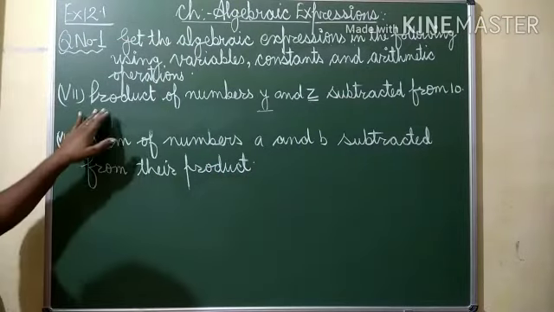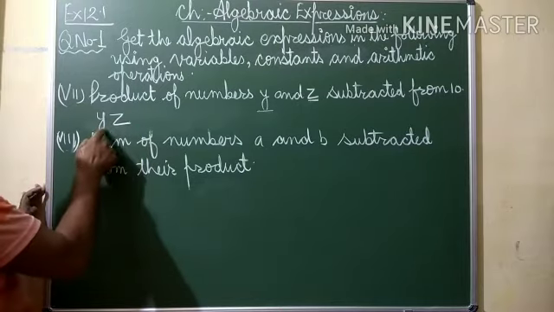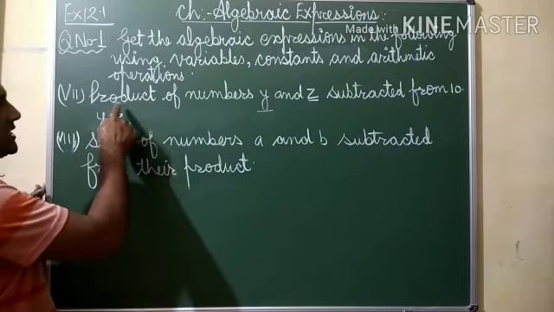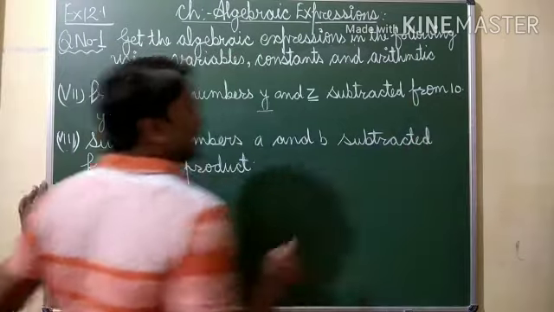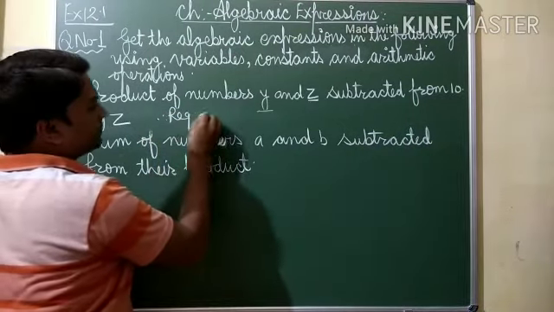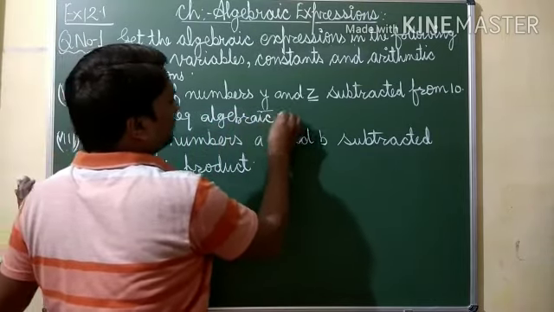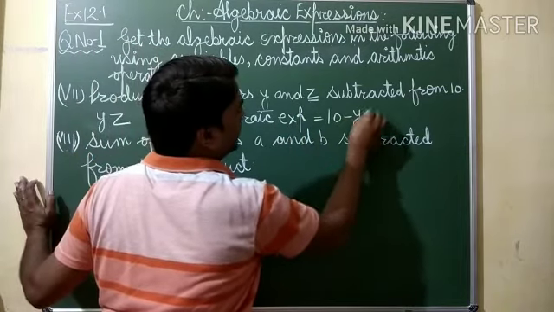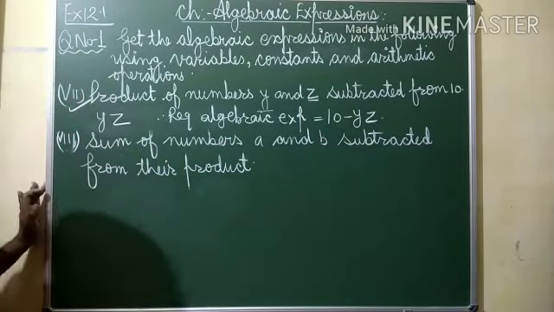So first of all, write the product of y and z, which is equal to yz, and according to the given statement, it is given that product of y and z subtracted from 10, therefore required algebraic expression becomes 10 minus yz. So this is the required algebraic expression for this statement.